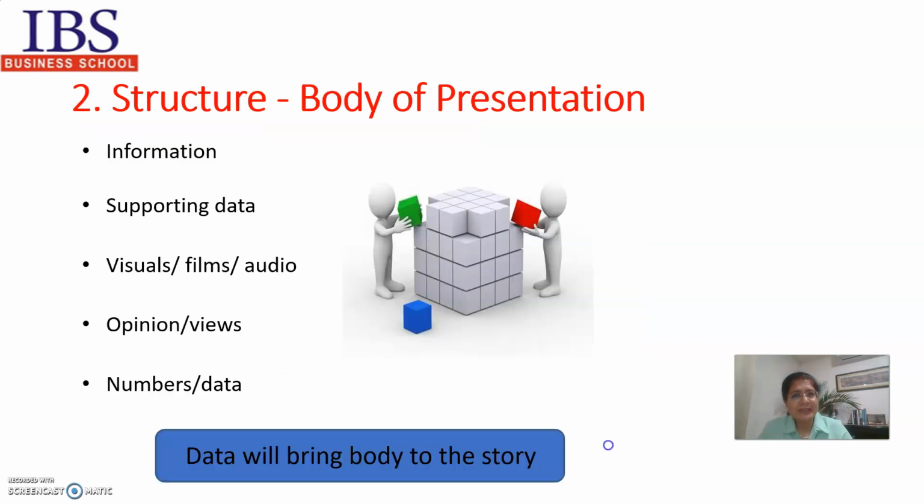And of course, the next step when you are building up the structure of the presentation is the body. What does that body, or the content, require you to do? What information are you going to share? Does the information need any supporting data? Does it need any audio-visual snippets, some kind of opinion poll, or the views of experts?